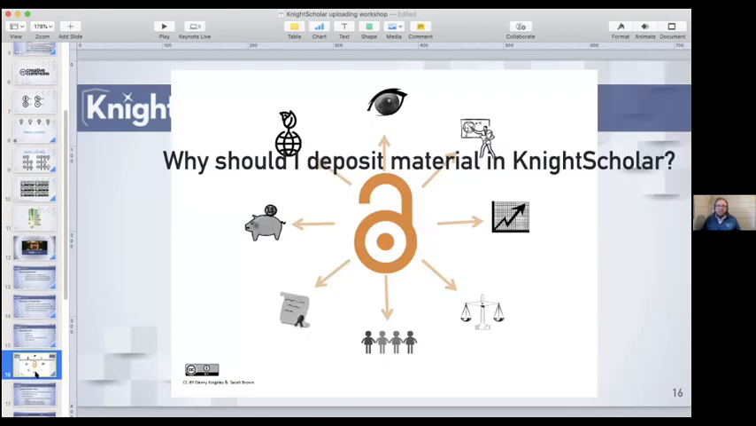Why should you deposit material in KnightScholar? There are a lot of different reasons. This chart shows mostly things for publishing articles. Like, you can give access to people who don't have the institutional sharing abilities. It can promote your own material, but mostly it can give access to those who don't have that access. And that's something that I really want to emphasize here, that this is a great way of helping a lot of people, not just your students to benefit from your material, but also people around the world.